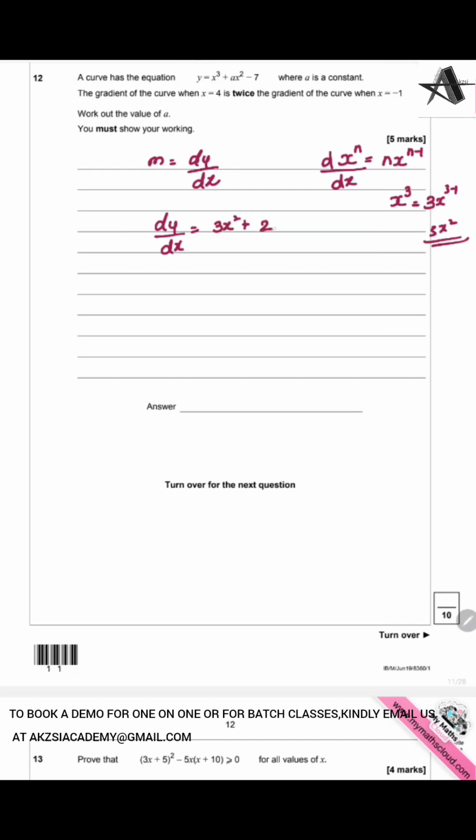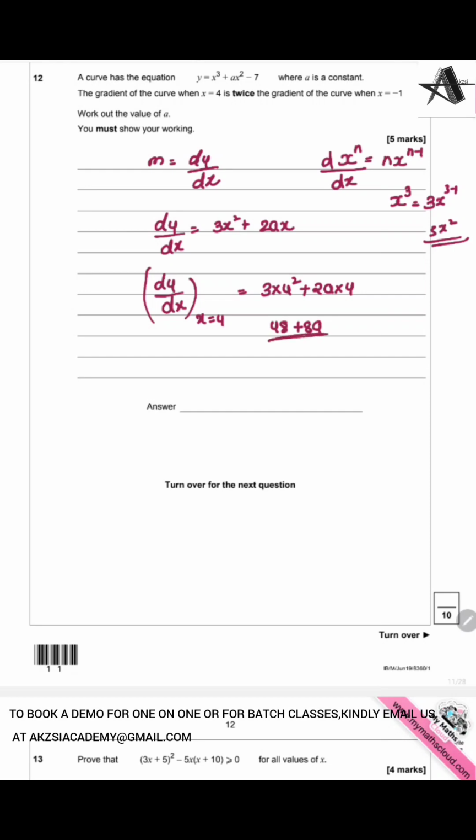This will become 2ax because the constant remains there. And the differentiation of any constant is 0. So this is your final differentiation. Now it says the gradient of the curve at x equals 4. You just need to substitute 4 here. So 3 into 4 squared plus 2a into 4. That means 16 times 3 is 48 plus 8a. This is the gradient at x equals 4.